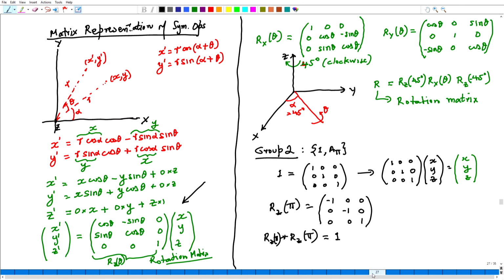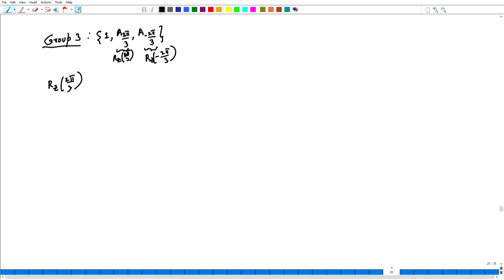If I insert it again into the cos theta sin theta terms, angle of 120 degrees, I am going to get minus half, minus root 3 upon 2, 0, root 3 upon 2, minus half, 0, 0, 0, 1.